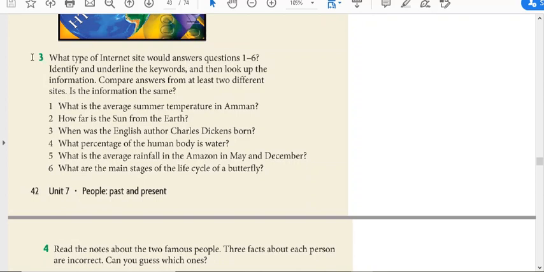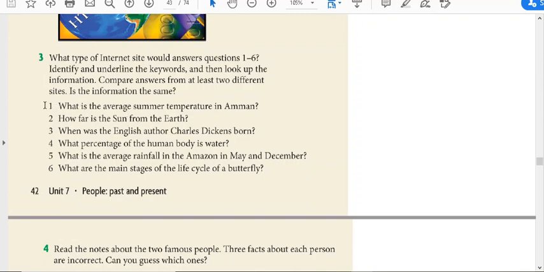We get to number 3, page 42, Unit 7. The question here: what type of internet site will answer questions 1 to 6? Okay, we got questions from 1 to 6. We need to identify and underline the keywords and then look up the information. Then we compare the information with two different sites.